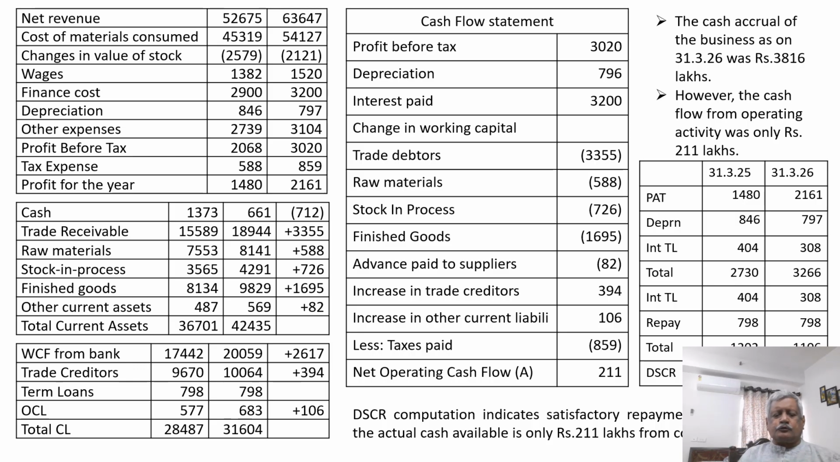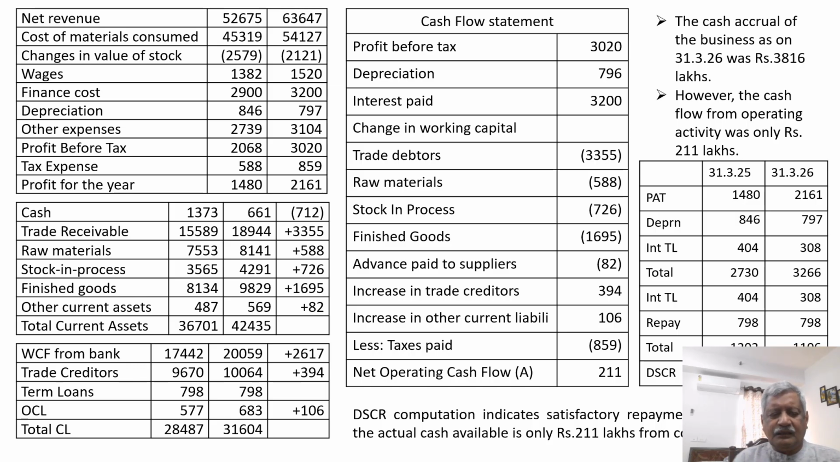And the stock in process also increased from 3565 to 4291, plus 726. Again, negative cash outflow 726. Finished goods also went from 8134 to 9829, an increase of 1695. That means the cash outflow is 1695. Again, other current assets, that is nothing but advance to suppliers, have increased from 487 to 569. That shows an increase of 82, a cash outflow, again shown as 82 negative.